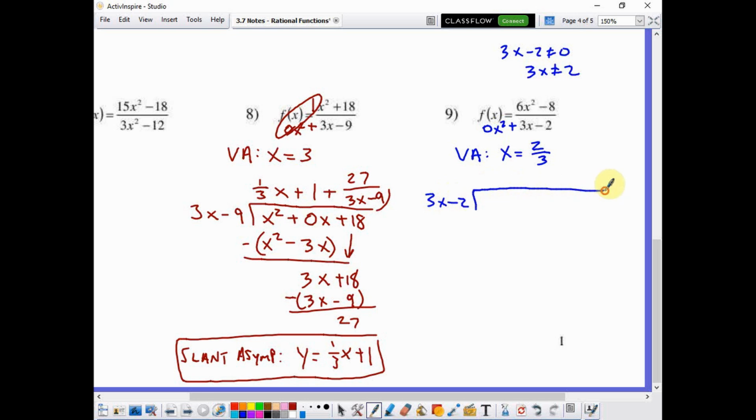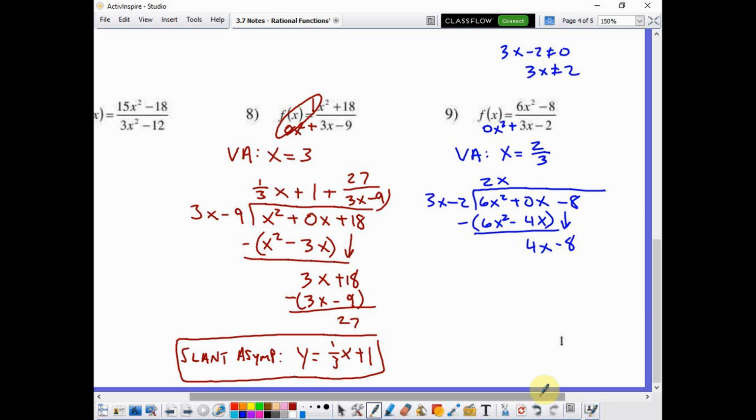3x minus 2 goes into 6x squared plus 0x minus 8. 6x squared divided by 3x is 2x. And then I distribute that on 3x minus 2, 6x squared minus 4x. And I have to subtract that quantity. 2x times 3x is 6x squared. 6x squared minus 6x squared is 0. 0 minus negative 4x is positive 4x. And I bring down the minus 8.